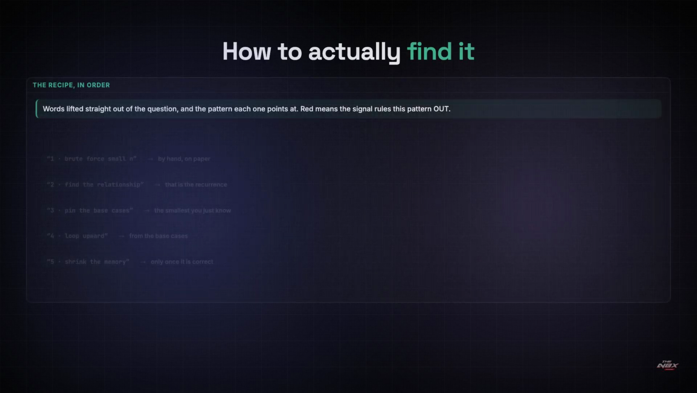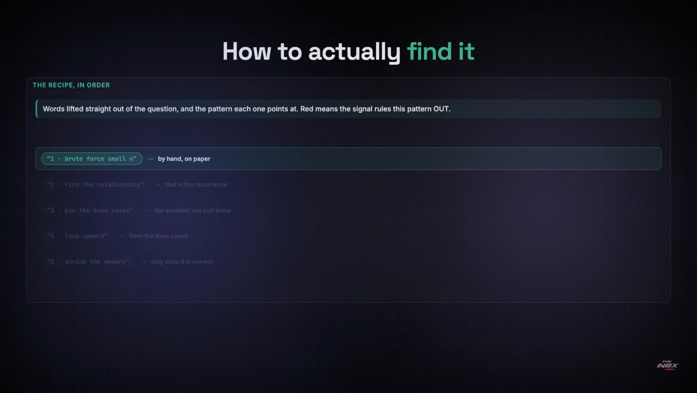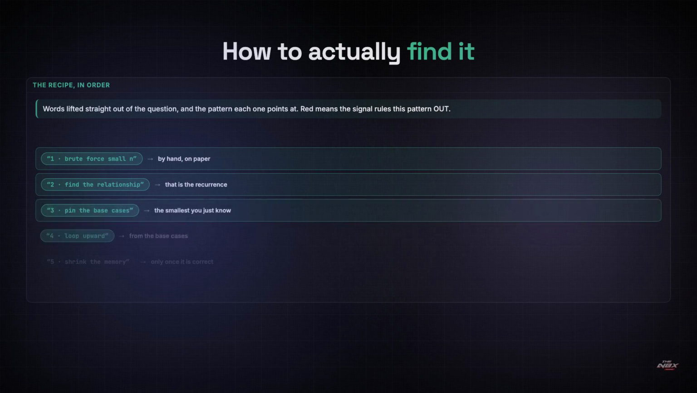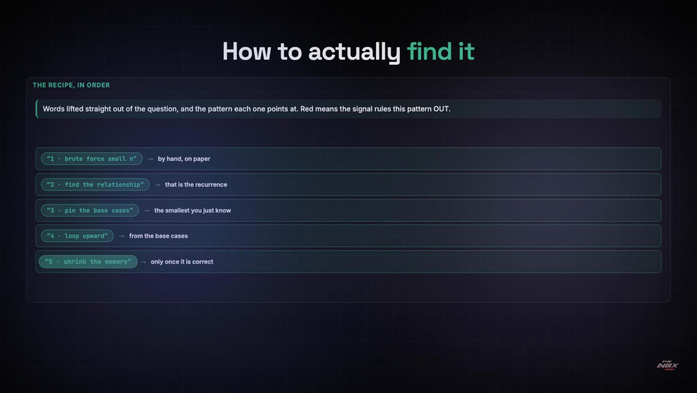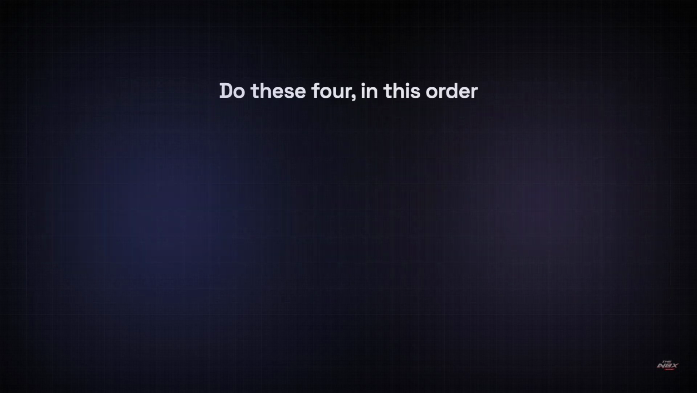When a dynamic programming question lands and your mind goes blank, do these in order. Brute force the answers for n equals 1, 2, 3, and 4 by hand. Then ask how each relates to the ones before it, because that relationship is your recurrence. Pin down the base cases. Write the loop upward from them. And only then ask whether the array can shrink to a couple of variables. Order matters because optimizing space before the recurrence is correct is how people burn 20 minutes and end up with neither.